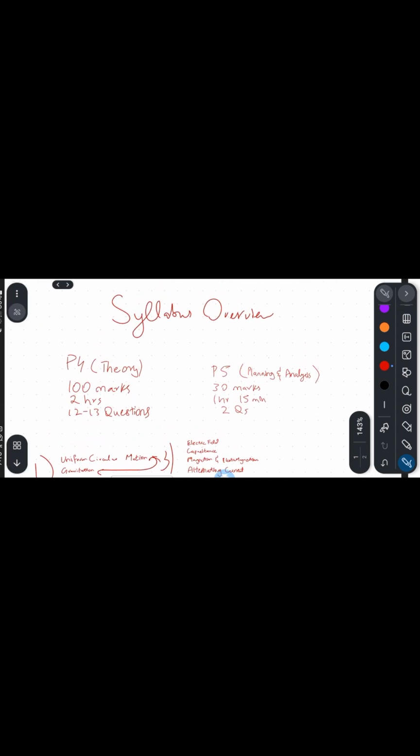Alright, so yeah, this was it. This was a syllabus overview, and hope you guys got a quick understanding of what A2 physics is and how you can tackle it.